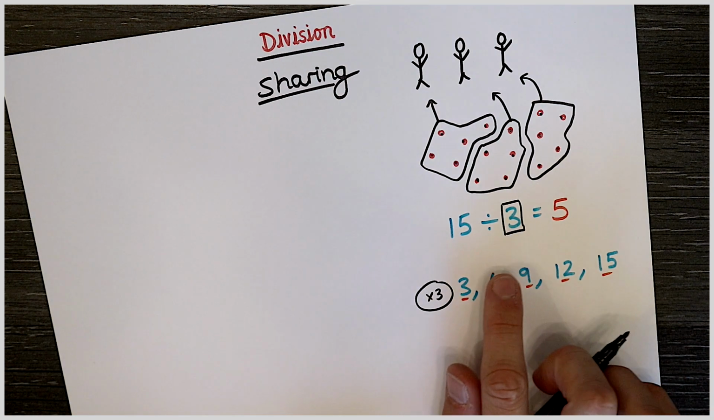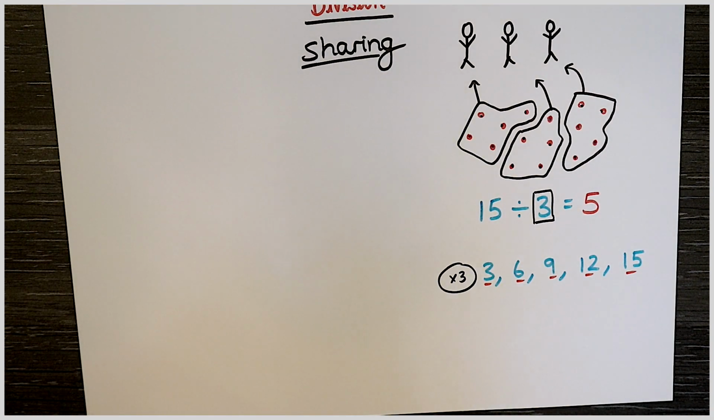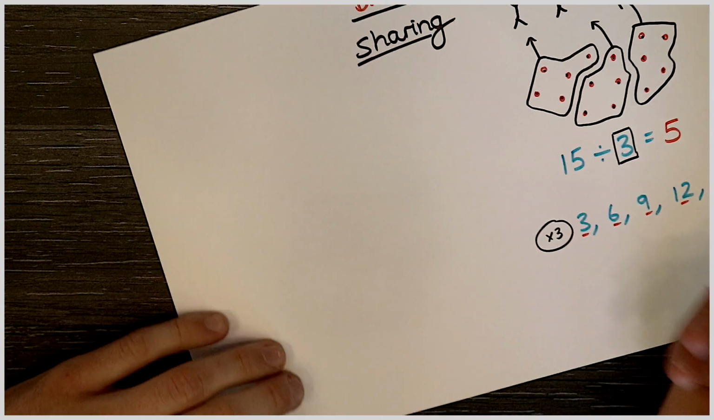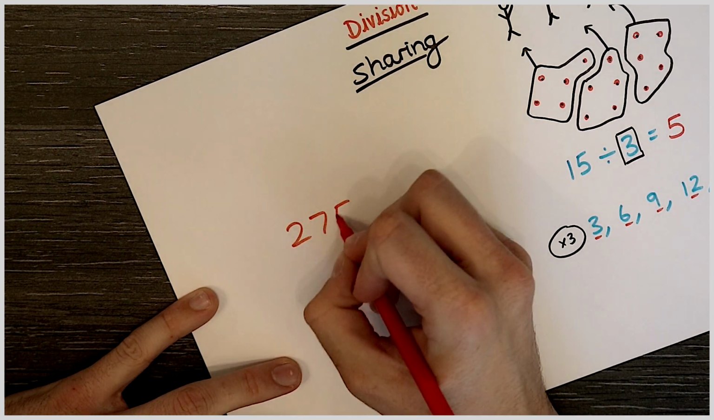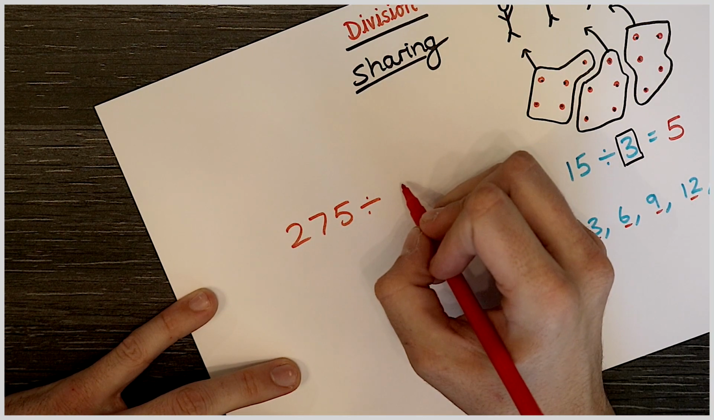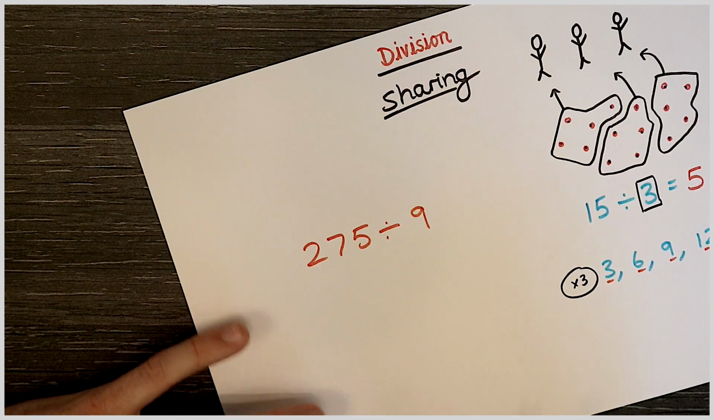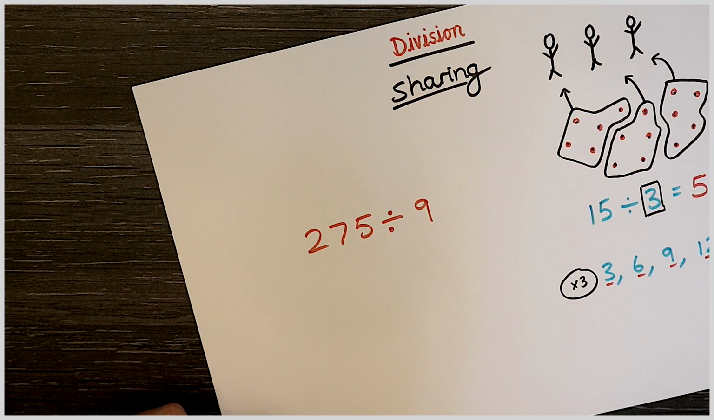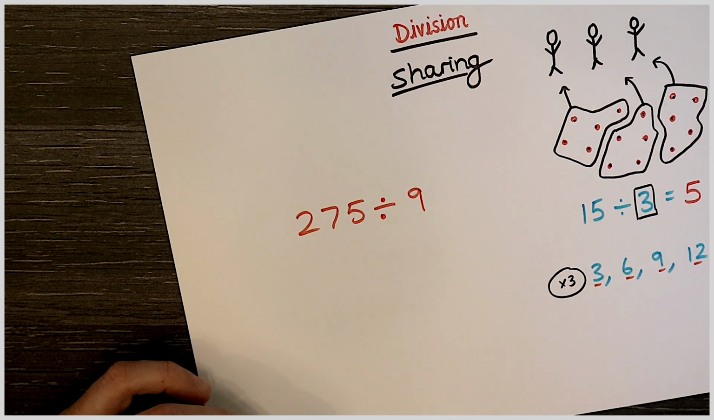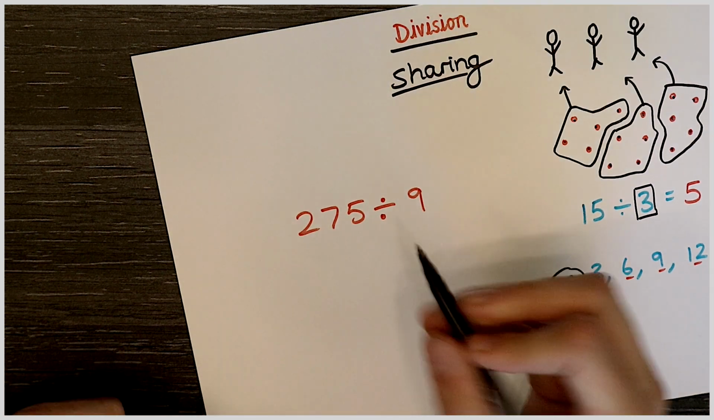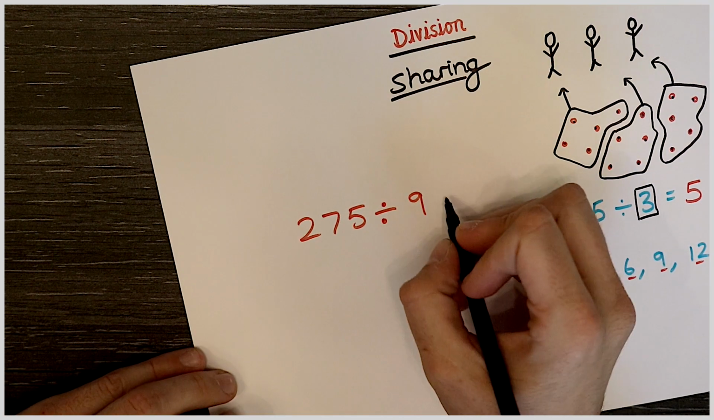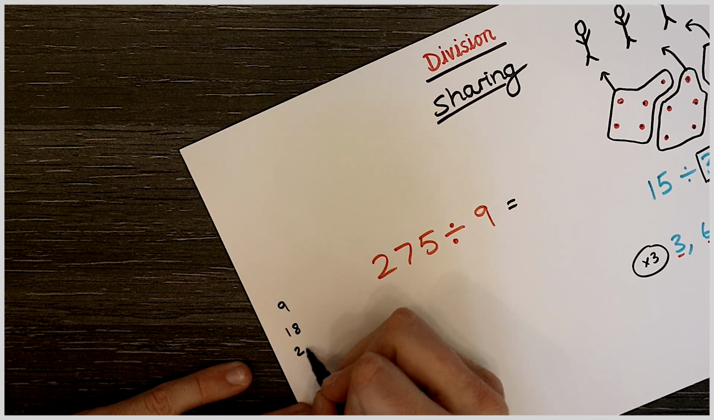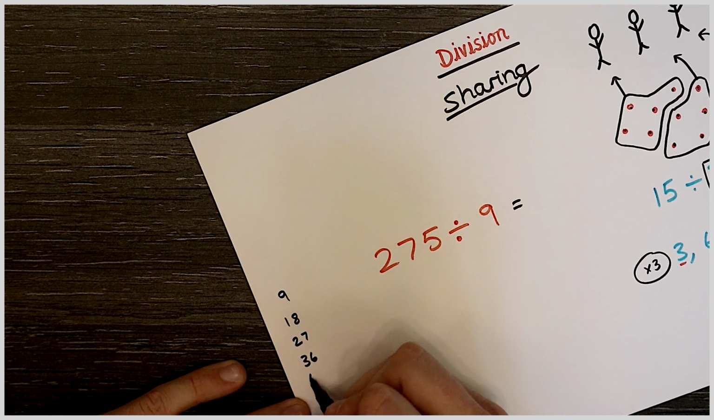Your divisor, which is the number you divide by, is the important number that you need to have some knowledge about the times table. So let's take a harder one then. Let's take a bigger question. 275 divided by 9. Now, we've got a problem with this. We can't draw a picture because the number is too big and it would take us too long. So this is how we are going to approach this one. We need to know our 9 times table. So before I even start to do anything, I'm going to write down my 9 times table so that I can use it to help me.